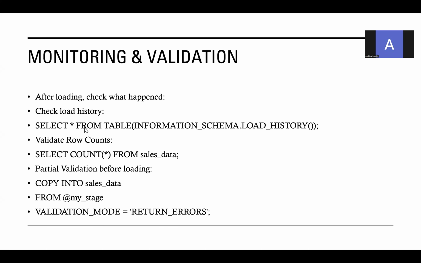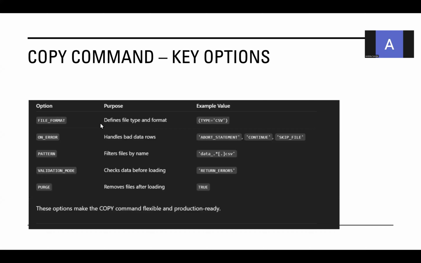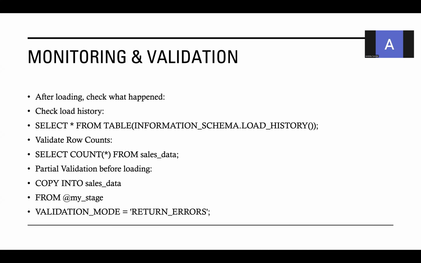So first, using this SELECT statement: SELECT * FROM TABLE(INFORMATION_SCHEMA.LOAD_HISTORY). Using the load history, you will come to know which files have been loaded from the stage to the Snowflake table. Next step, how many rows have been loaded? You have to check the number of row counts.